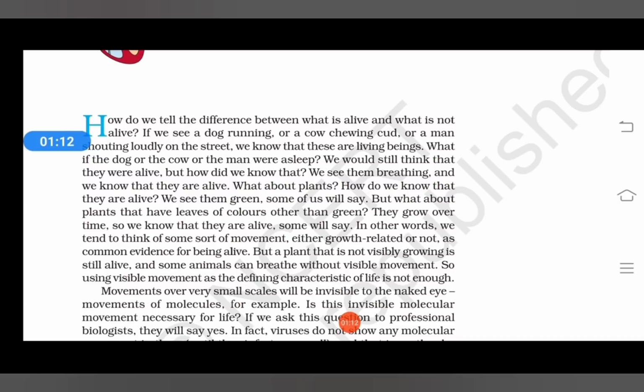But a plant that is not visibly growing is still alive, and some animals can breathe without visible movement. So, using visible movement as the definite characteristic of life is not enough. It means that a living being may not show any visible movement, so visible movement cannot be taken as the characteristic of life.